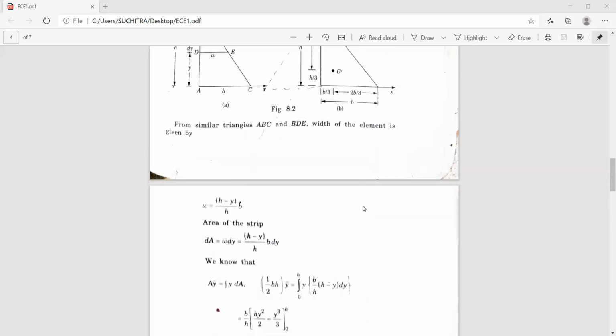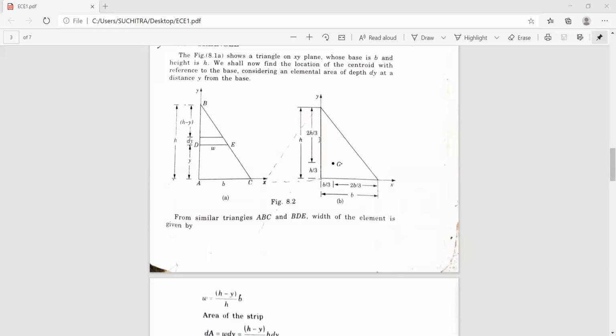Now when you look at this figure, so this is the given triangle on the xy plane at this point. Hello, pardon? Am I audible?